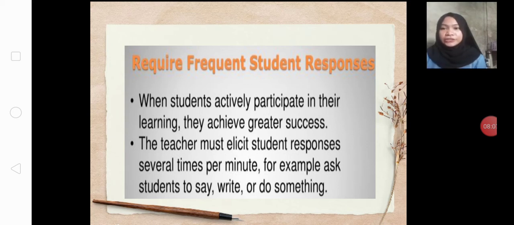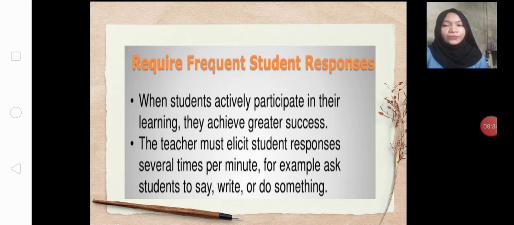Okay, so the teacher must elicit students' responses several times. Like I said, the main purpose of eliciting is to let the student, or most of the students, participate in the class. So you as a teacher should elicit or examine the students' responses several times.